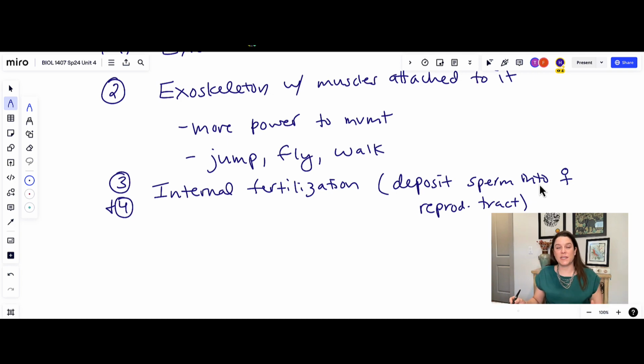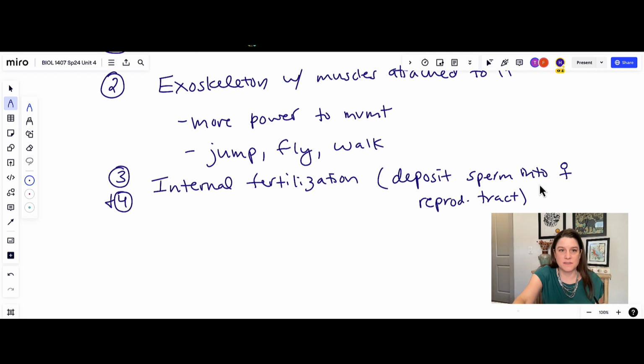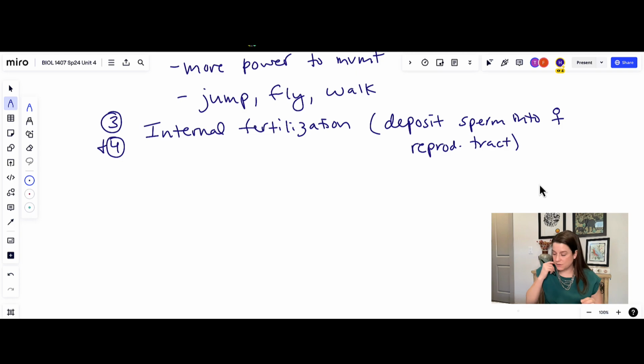They're very specifically adapted to only fit together. Like a corkscrew type penis is only going to fit into a reproductive system of a female that has thread-like things inside. It's quite interesting. So they're highly specialized that way. So internal fertilization is going to be an advantage there.